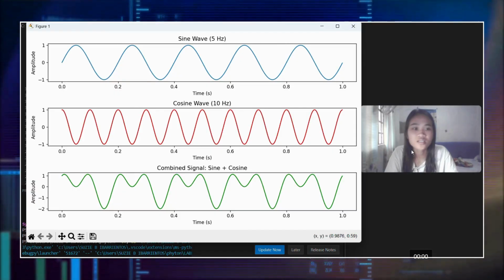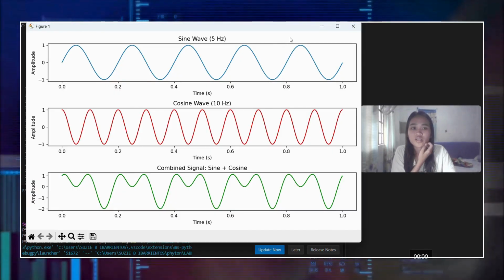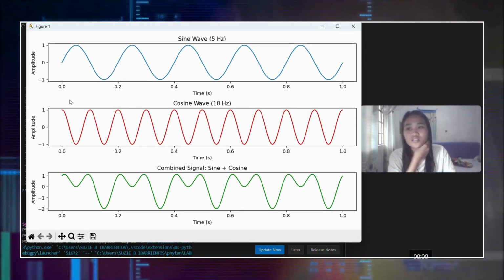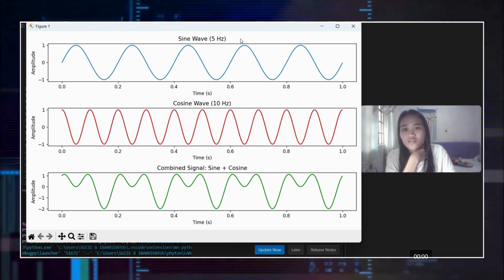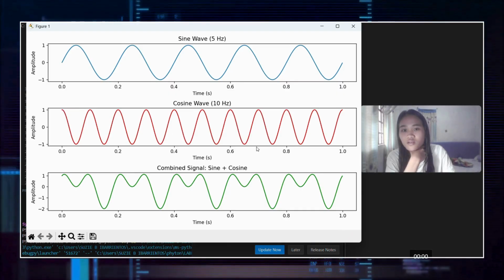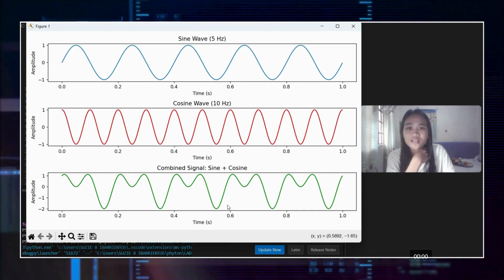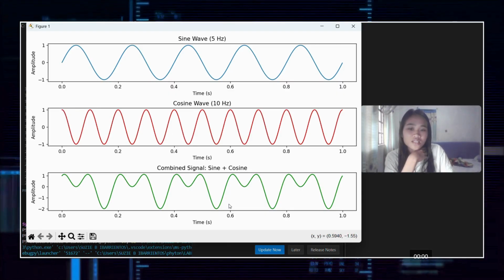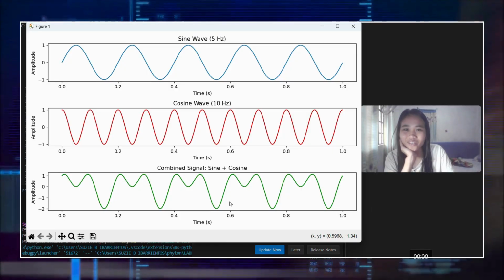That is the output for Laboratory Activity 1. We plotted the analog signals: the sine wave at 5 hertz, the cosine wave, and also the combined signal, sine plus cosine. So that's all for this laboratory.